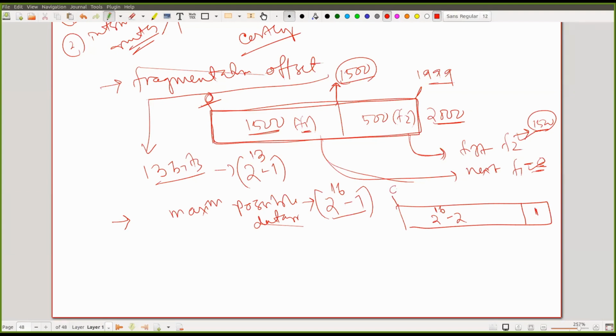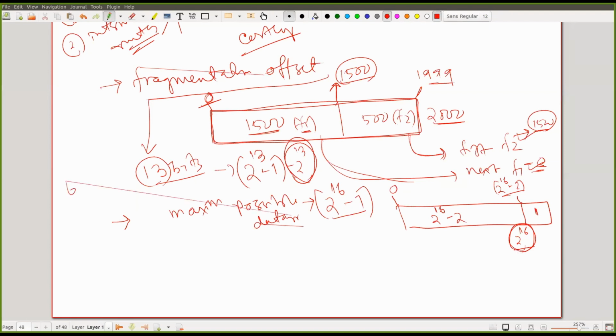What will the first fragment's offset be? 0. What will the second fragment's offset be? 2 to the power 16 minus 2. Roughly, approximately, if we ignore the minus 1. So 2 to the power 13 is the maximum possible fragmentation offset, whereas in reality we may need a fragmentation offset of 2 to the power 16. Then how is it going to happen? How did we fit it before?